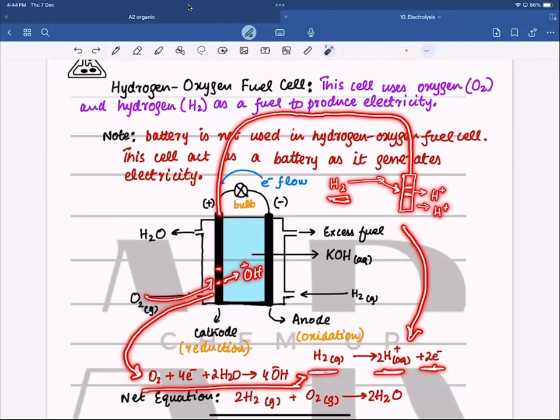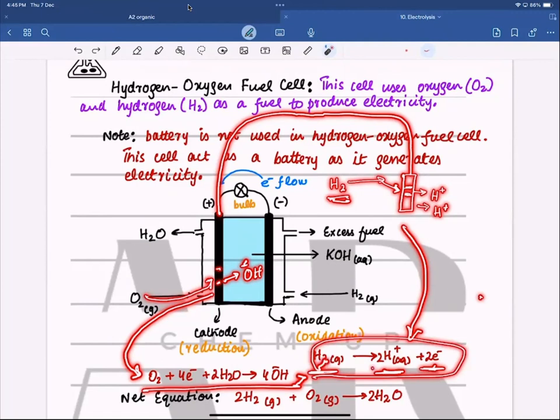Because in this cell, the process that is taking place is exactly the reverse of the electrolysis. Why? In electrolysis, we are providing the electricity, right? And here we are not providing the electricity, we are getting the electricity from it. So the reactions that occur in this hydrogen oxygen fuel cell are exactly opposite to the reactions which were taking place in the electrolytic cells.